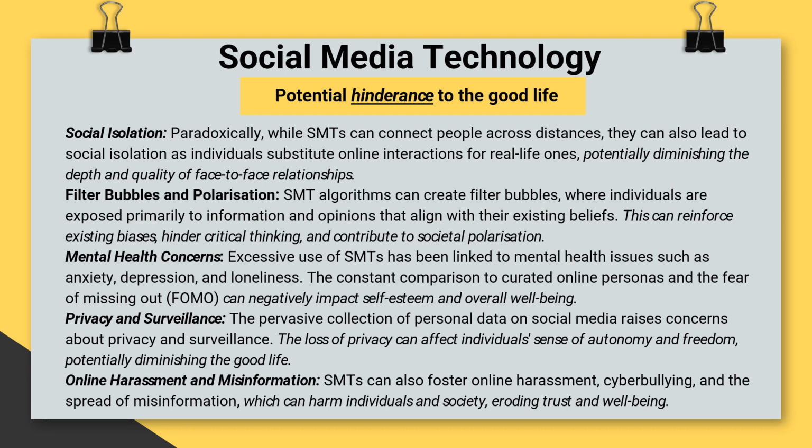The second talks about filter bubbles and polarization. So again, algorithms giving you a filter of information where individuals are exposed primarily to information and opinions that align with their existing beliefs. This is called confirmation bias, the idea of only really seeing things that will reinforce what is existing and hindering your critical thinking, contributing to polarization of society, putting groups against one another by influencing what they're seeing and what they're thinking.